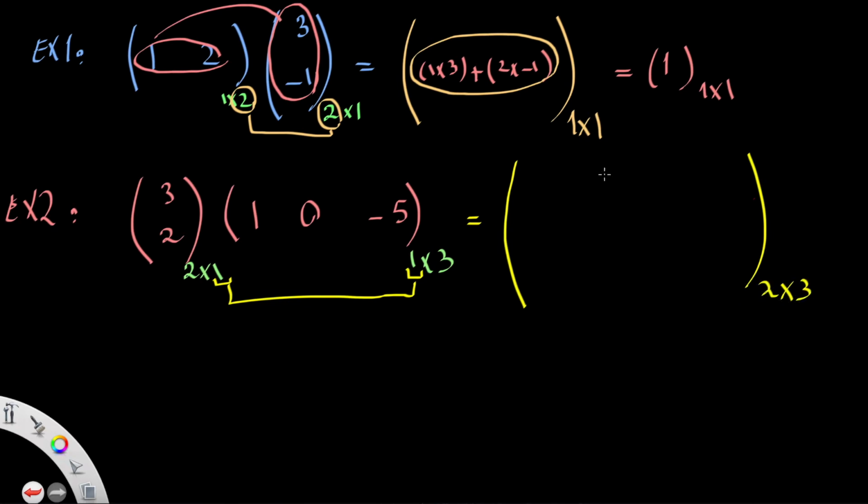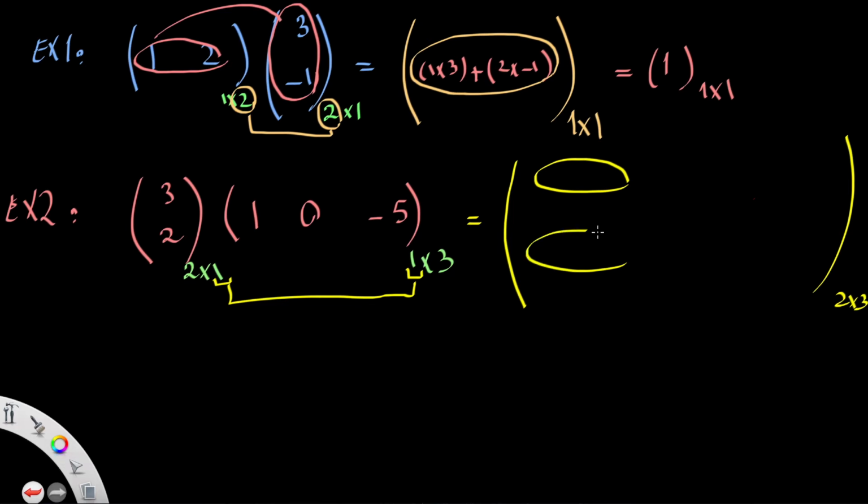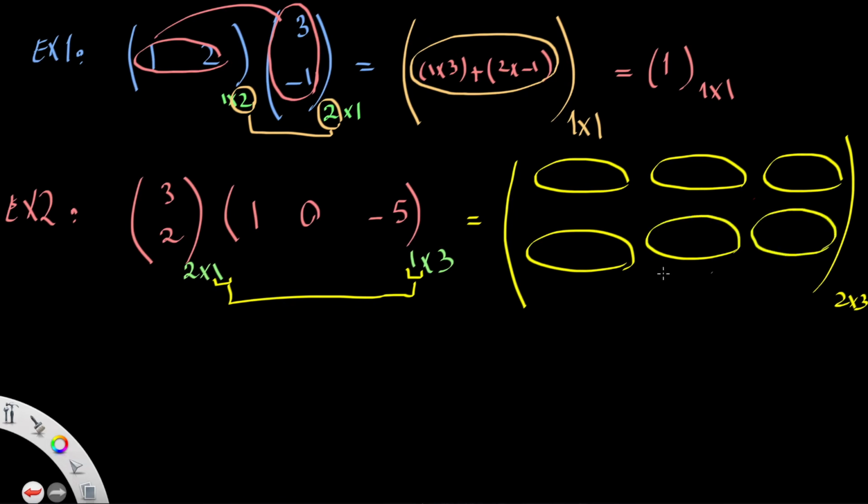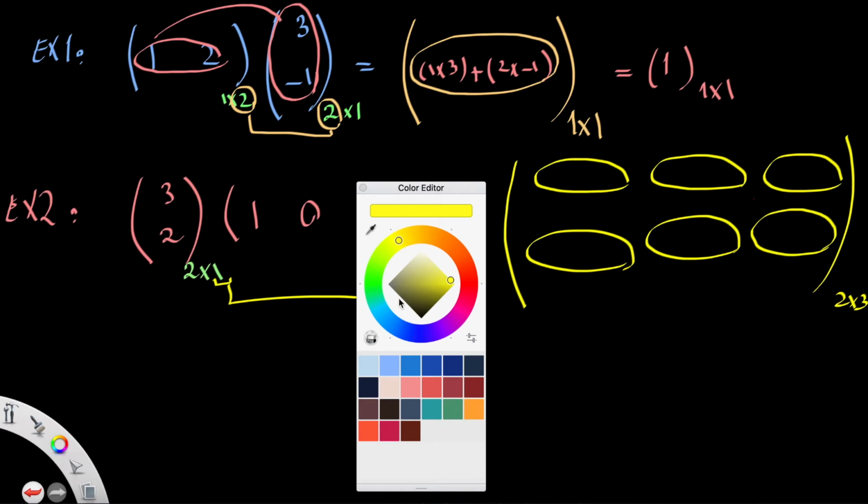2 by 3 matrix means there are 2 rows and 3 columns. Now for each element, I construct these shapes in which I'm going to calculate the elements.